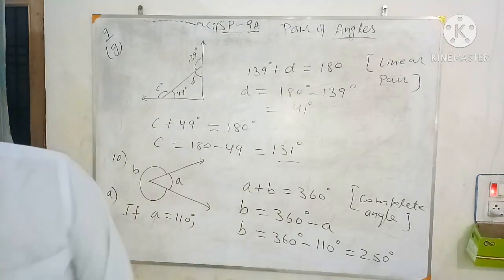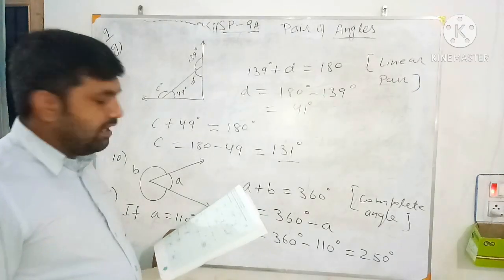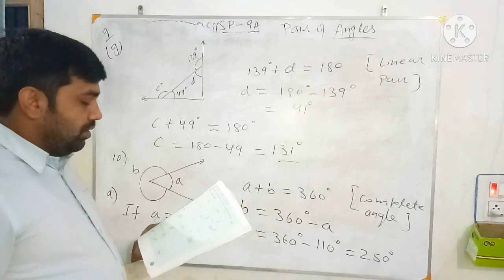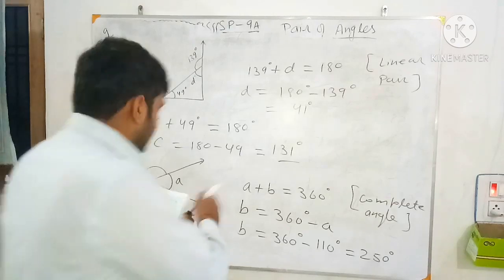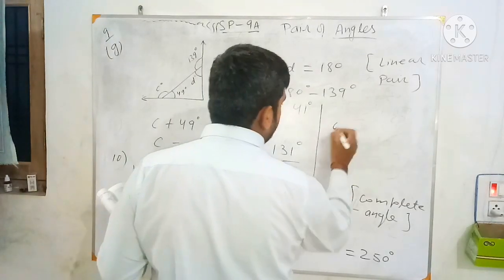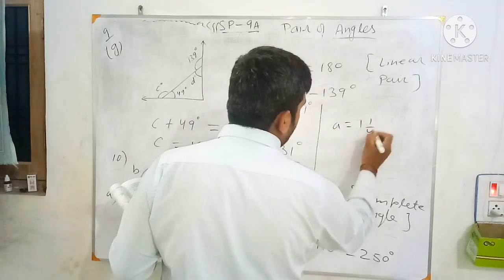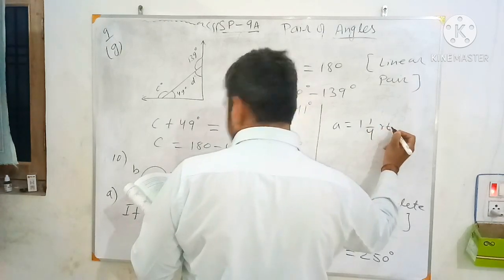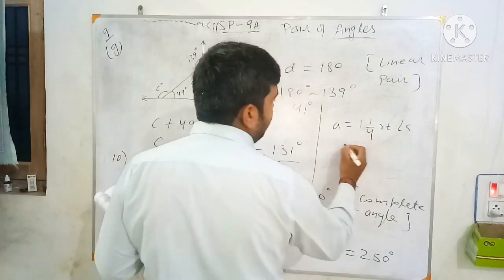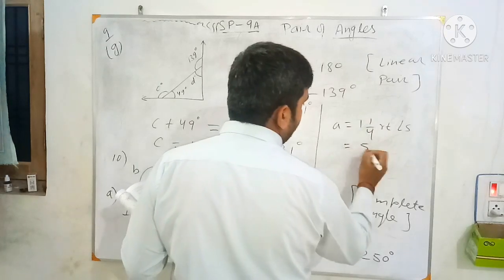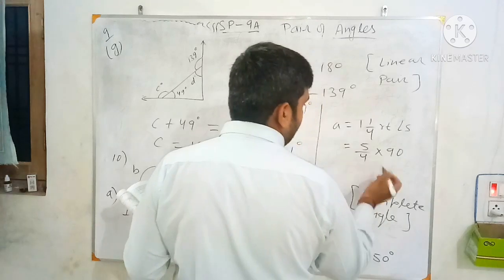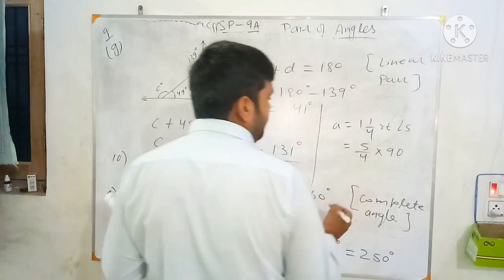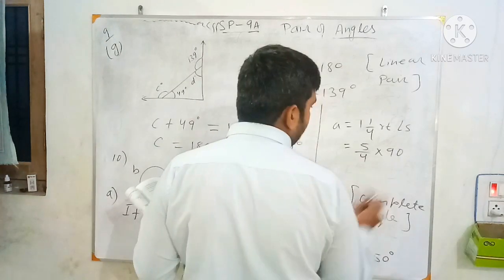Okay, like this you have to calculate. In B it is given angle A is equals to 1 by 4 right angle. Right angle means 90 degree. So 1 by 4 of 90 degree you calculate and then subtract it. Because here A is given as 1 by 4 right angles. Right angle means 90 degree. So 4 1s are 4, plus 1 is 5. 5 by 4 of 90 degree. Now you can calculate it. How much will you get?